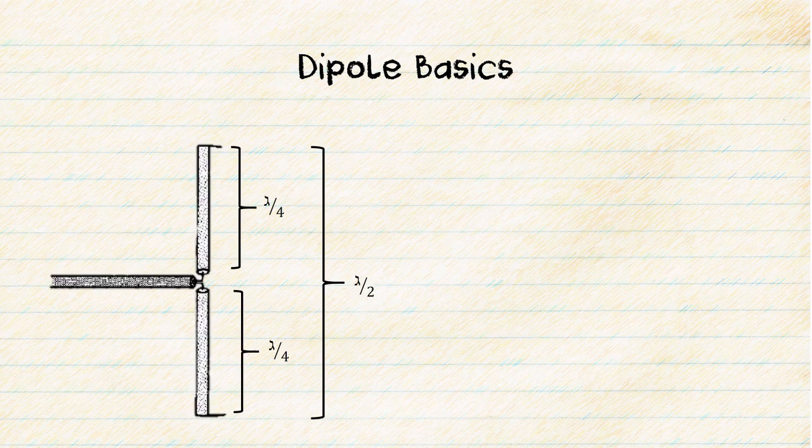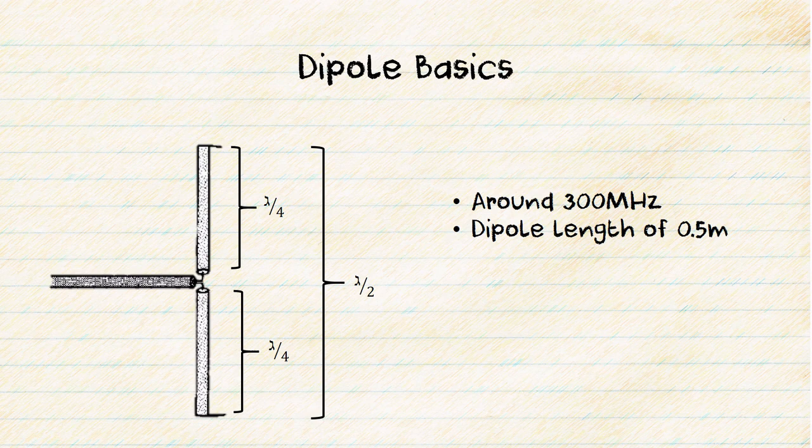Today I'm going to be using a half-wave dipole to demonstrate the simulation environment in SuperNEC. To keep everything mathematically simple, I'm going to be working with a frequency around 300 MHz. 300 MHz gives us about 1 meter electrical wavelength, so a half-wave dipole is half a meter in length.